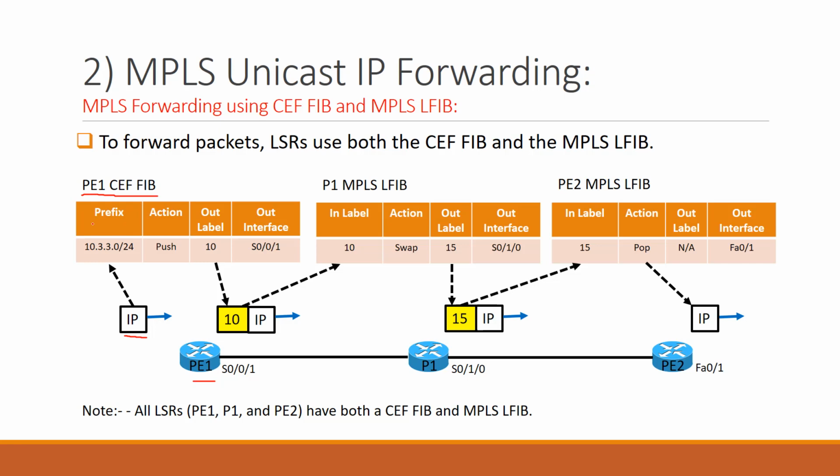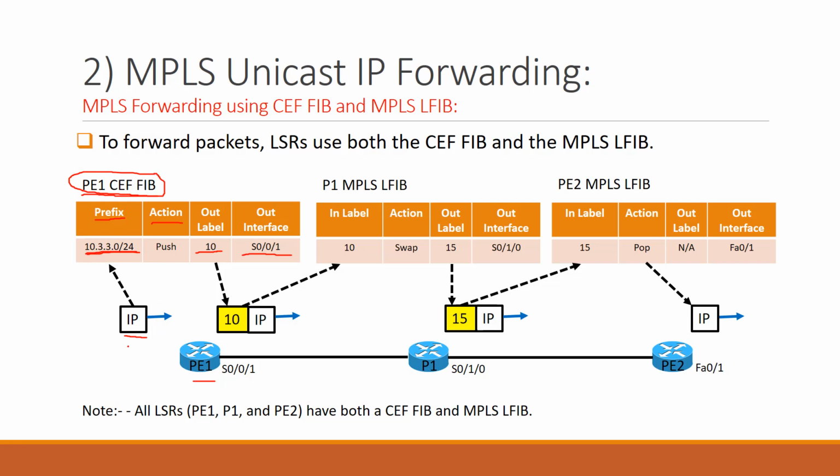So what are the elements of the CEF forwarding information base? First, there is the prefix that lists all the prefixes learned by PE1. Second is the action, what to do when PE1 receives an unlabeled packet that is destined to this specific prefix, and what is the label that should be pushed or injected into the IP packet, and through which interface the packet should be forwarded. This is called the CEF FIB.